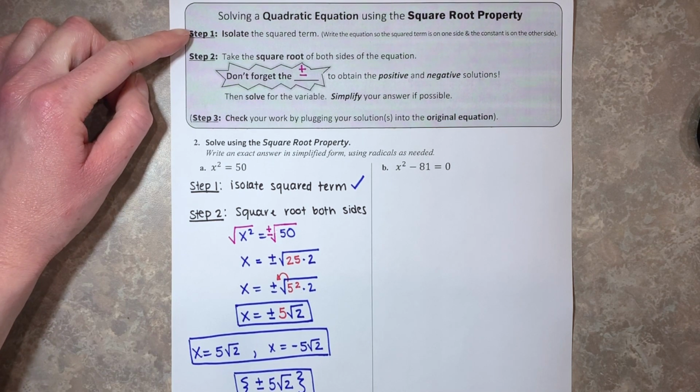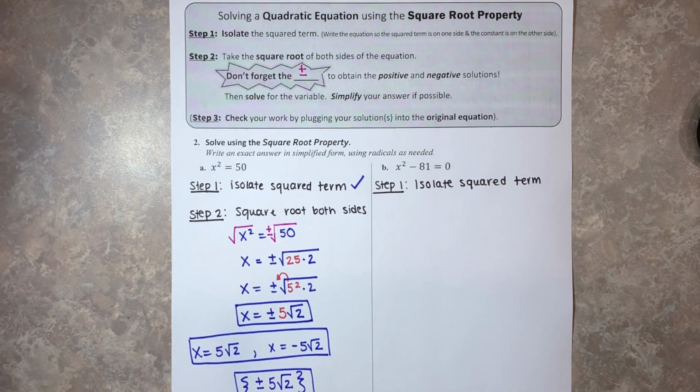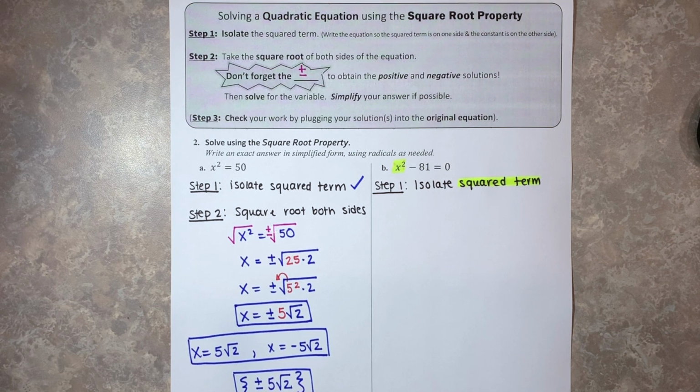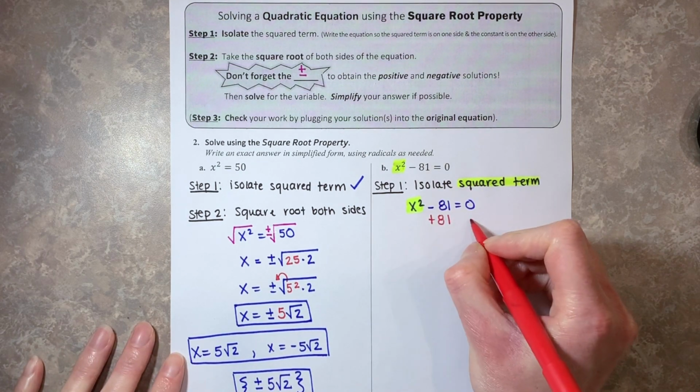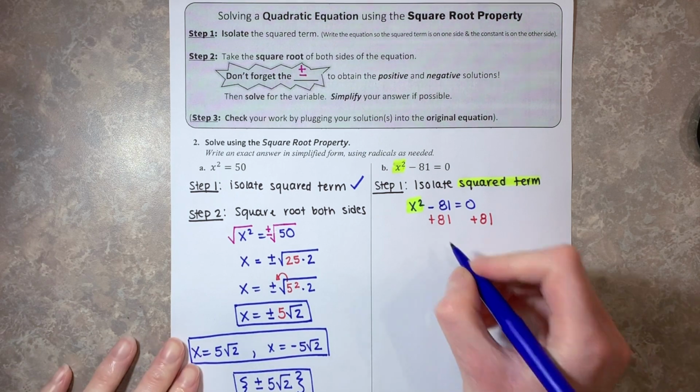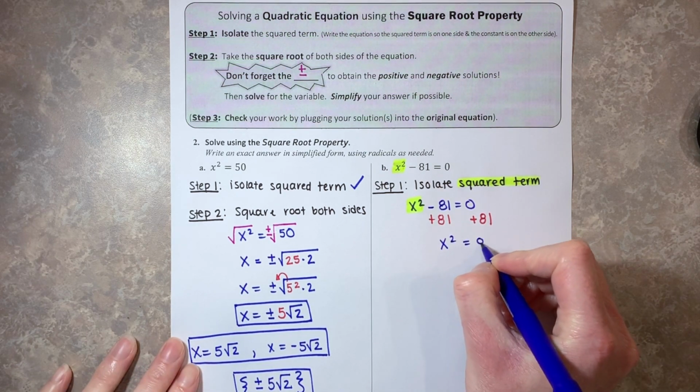Step 1, isolate the squared term. So for this problem, the squared term is x squared. So in this problem, x squared is not isolated. So we need to isolate x squared. To get x squared all by itself, we just want to add the 81 to both sides, and that'll leave us with x squared is equal to 81.